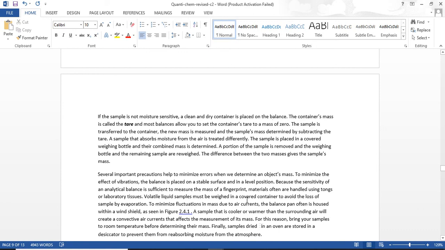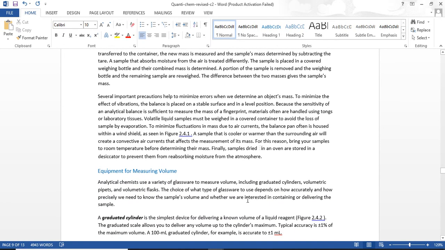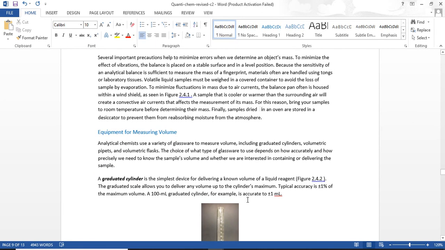A sample that absorbs moisture from the air is treated differently. The sample is placed in a covered weighing bottle, and the combined mass is determined. A portion of the sample is removed from the weighing bottle and the remaining sample is reweighed. The difference between the two masses gives the sample's mass.